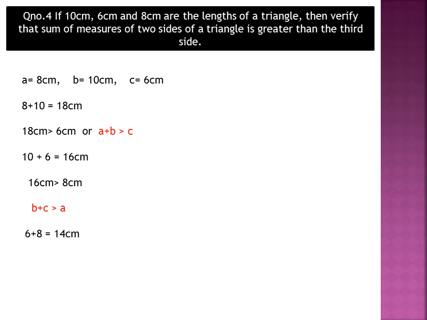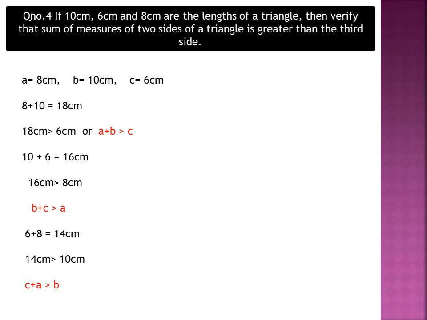Next we will find the sum of the sides C and A, and we can write it as 6 plus 8 equal to 14 cm. Here you can observe that the sum of the sides C and A is greater than the third side B. For this we can write 14 cm is greater than 10 cm. And it can also be written as C plus A is greater than B.